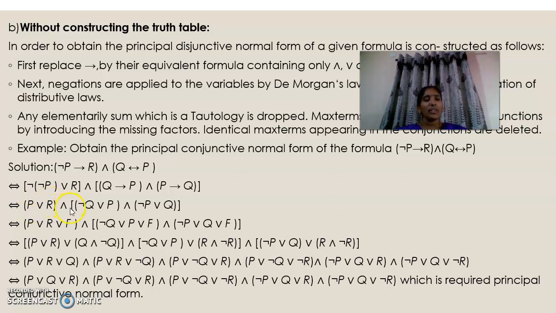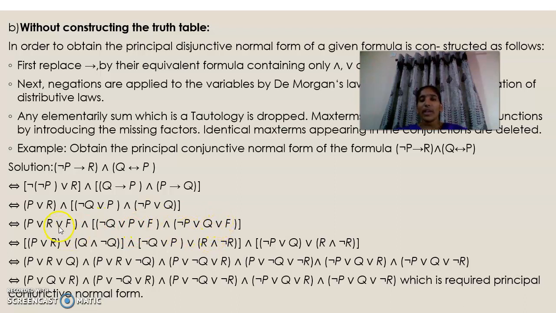For the PCNF you have to introduce the missing variables. PCNF is nothing but a product of max terms. The max term consists of the variables connected by disjunction. So here, in the first statement formula, the Q variable is missing. For that purpose you write down F. Why write false? Because P or false is equivalent to P, so without changing the given statement formula we can apply the new things. The next one is also the same, and the third one is also the same.